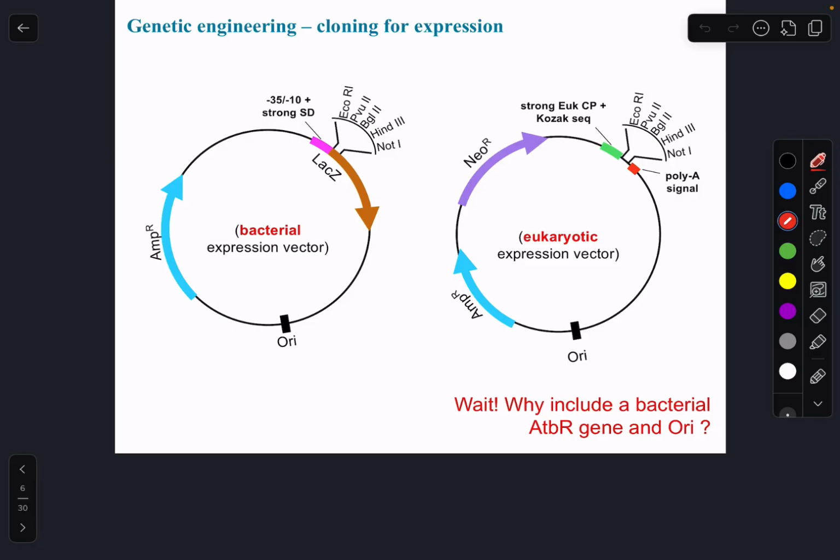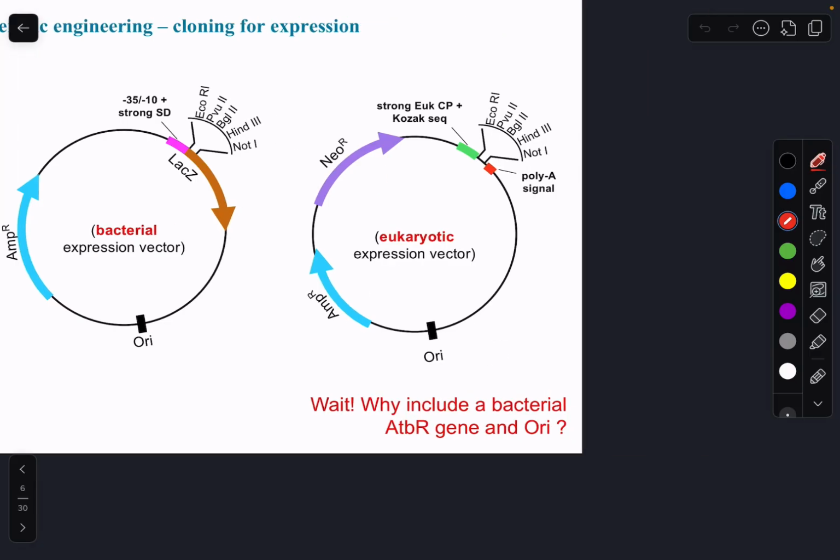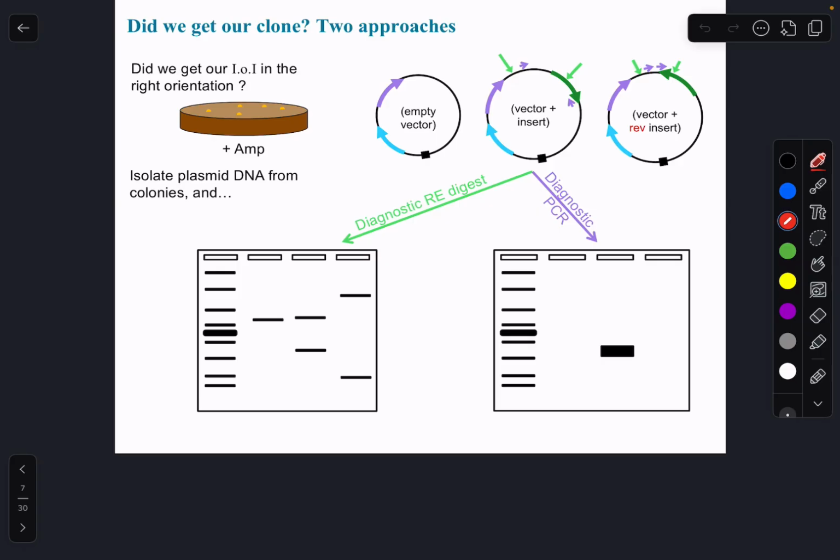So we want a vector that has the insert in the right orientation, and as we discussed last week, there's a number of approaches that you can take. One of them is going for a diagnostic restriction enzyme digest, by which you strategically choose an enzyme that might have target sites outside and inside of your insert. And depending on the banding pattern that you expect, depending on whether your insert went in the right or the wrong orientation, you can run the digest and then choose whatever clones, that's what we would call one of those colonies that we pick up from the plate, whatever clones have the insert in the right orientation.